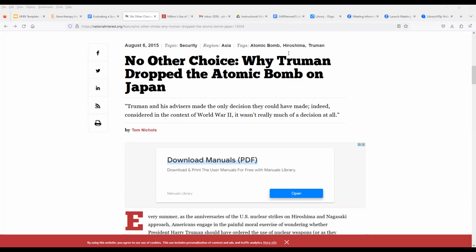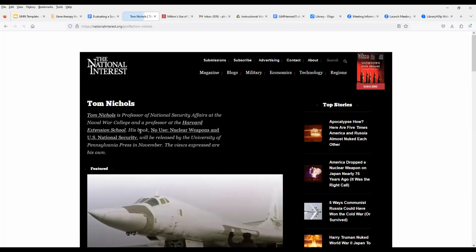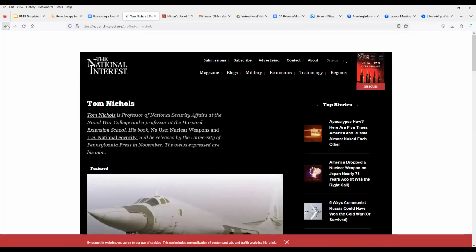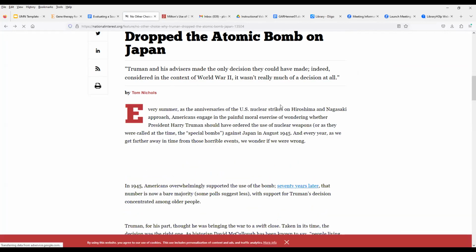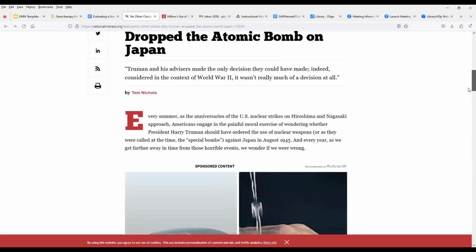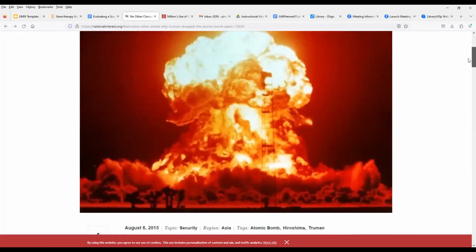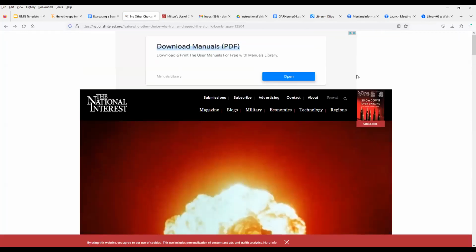This online article on the dropping of the atomic bomb on Japan is written by Tom Nichols, a professor of national security affairs at the Naval War College. Impressive credentials indeed. But also pay attention to the source of the publication. In this case, the National Interest, which can have a conservative bias.